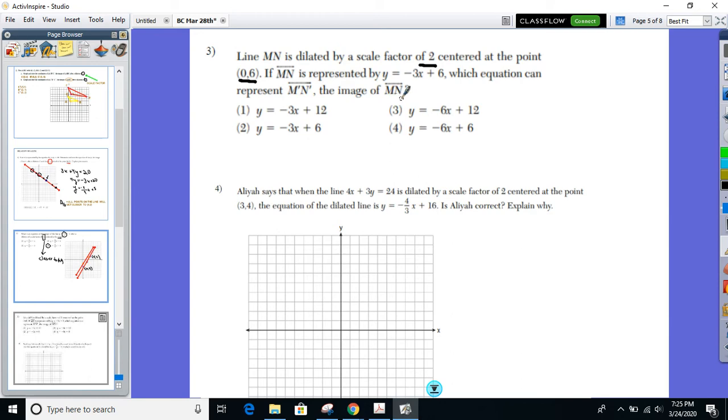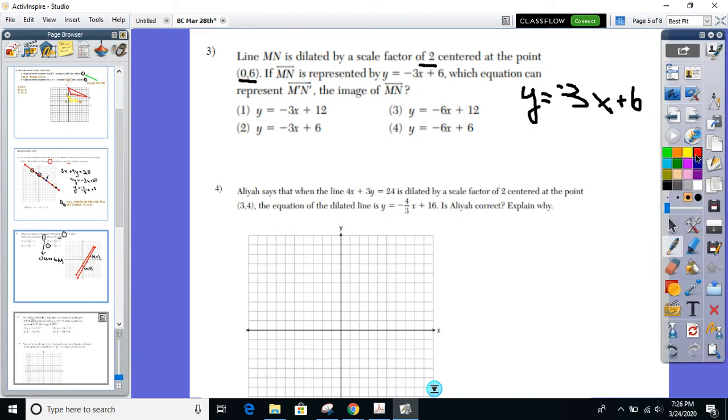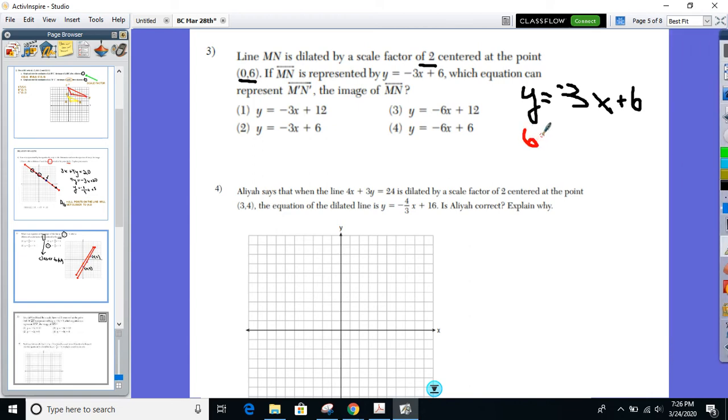I do want to test this a little bit here. Y equals -3x + 6. I don't need to graph it. How can I test if 0, 6 is actually on that line without graphing? Plug in 0 and 6. So plug in 6 for y and plug in 0 for x. And you'll find out, hey, 6 is equal to 6. That means that point must be on the line.